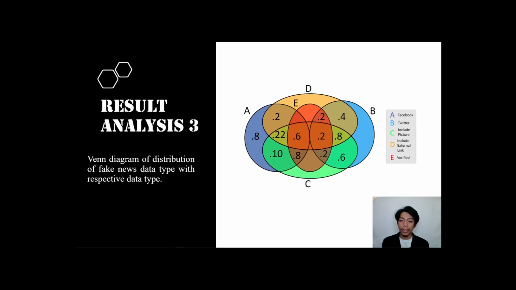So yeah, the outside ring of the E is the count of news that is from unverified accounts. You can see this 22 is more than actually from the inside account.